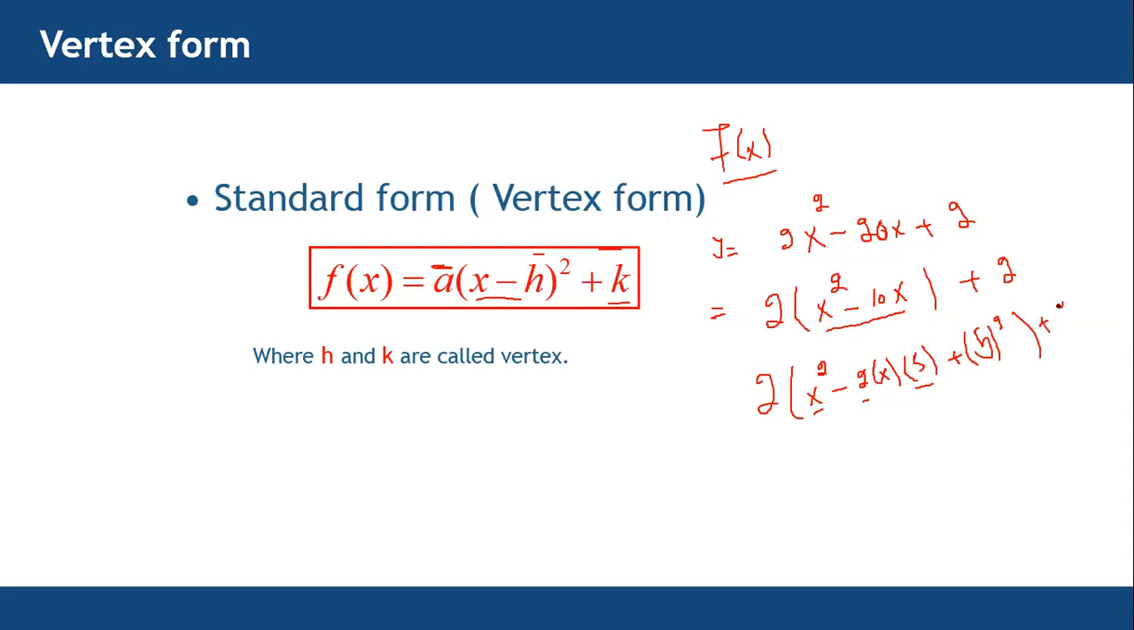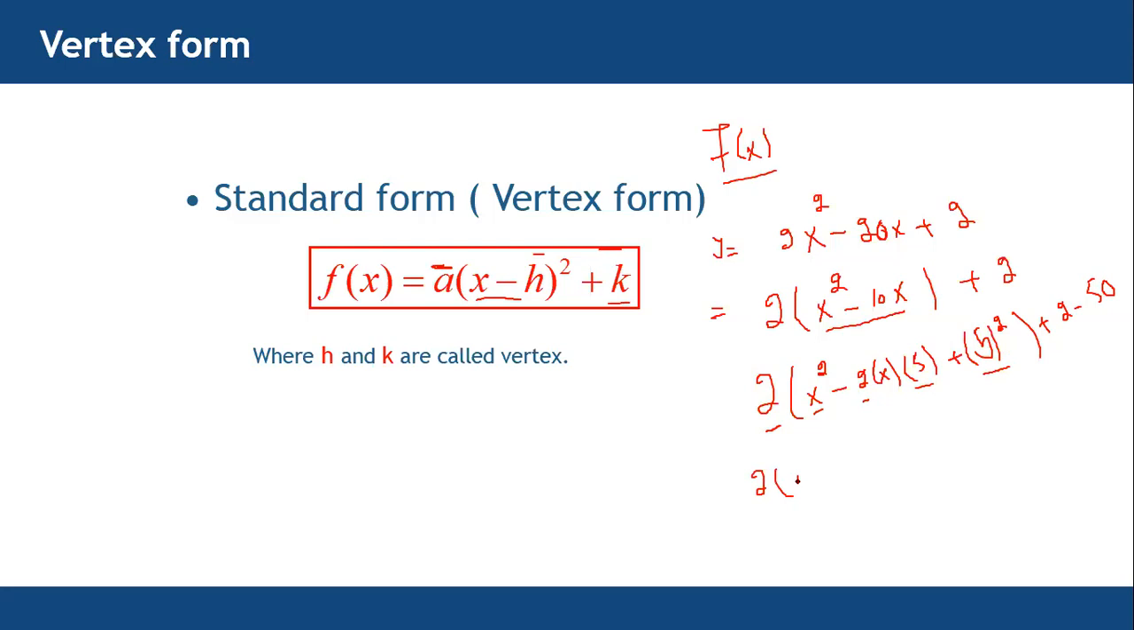So outside we have 2, and what we add we will subtract as well. Here we add 5 square, and 5 square is 25, and this 5 square also multiplies with 2. So 5 square with 2 equals what? 50. Actually we added 50 to this equation, so you need to subtract 50 outside. Now this formula is complete.